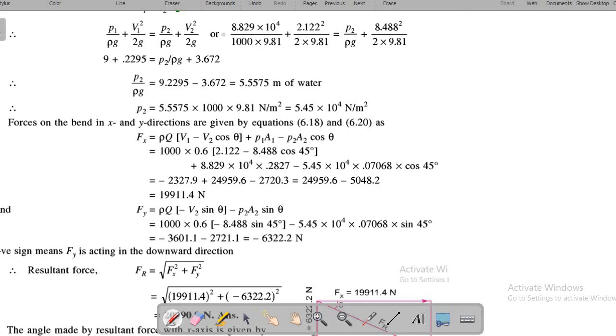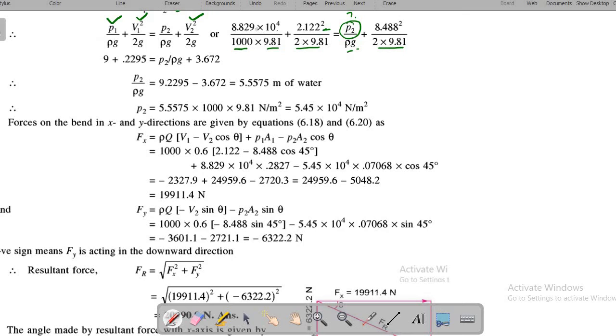P1 is known, 8.829 into 10 to the power 4. Rho is 1000 because water is running. G is 9.81. V1 is 2.122 squared, V2 is 8.488 squared. P2 is unknown, so I will write it as it is. Rho and g are known, but here it is not required to substitute; later we do the substitution. And 2g is 2 into 9.81. So substitute P1, V1 and V2, which we have already calculated.